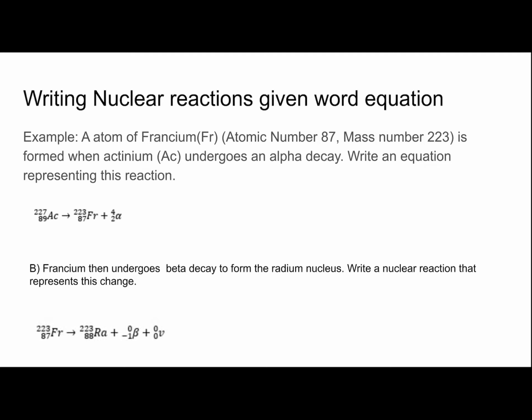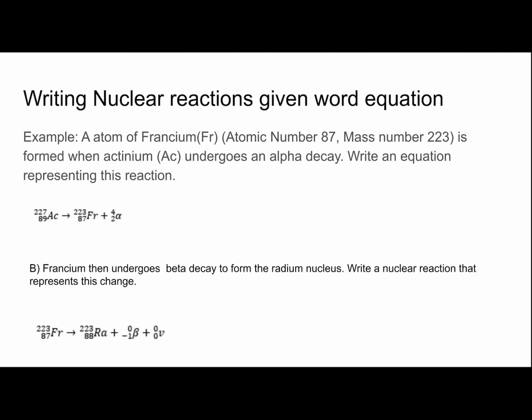So in this case, we'll have mass number 223 and atomic number 87, francium, undergoes beta decay in order to form our radium nucleus, as well as emitting the electron, as well as the anti-neutrino. So anti-neutrino is just a V.